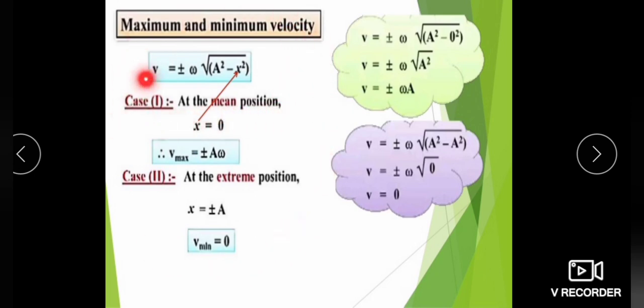Let us see minimum and maximum values. In the mean position x is equal to 0, substitute x equal to 0, we get v is equal to plus minus omega square root of a square minus 0 square. Square root of a square is a, and hence v maximum is equal to plus minus a omega. And in the extreme position x is equal to plus minus a. Here a square minus a square is 0 and v is equal to 0, and v minimum is 0 in the extreme position. Hence we can see in the mean position v is plus minus a omega, and in the extreme position v minimum is 0.